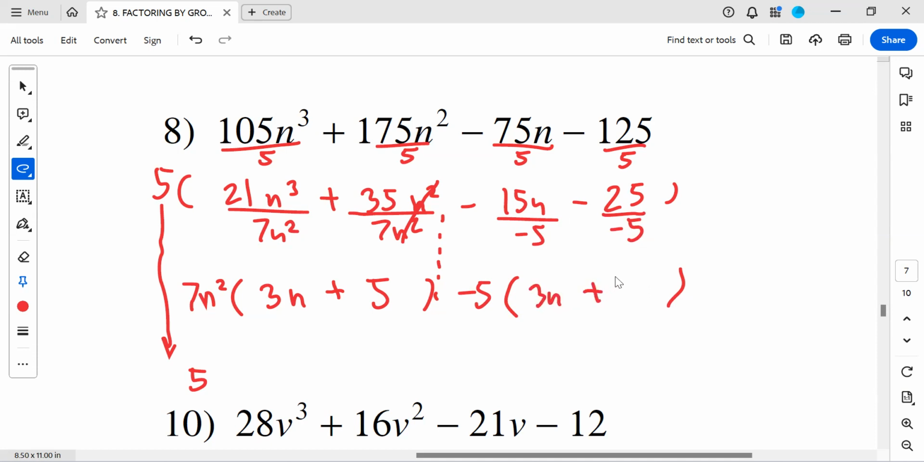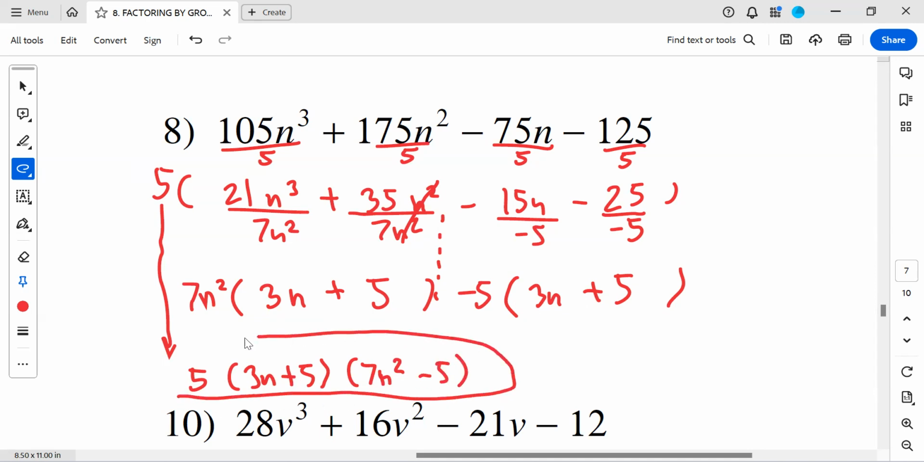3n plus 5. Please note, if I had divided by +5, I would have gotten negatives inside here, and my parentheses wouldn't be the same. But since they are, we know the shortcut. I bring down my 3n plus 5. Notice the 5 that I brought down from earlier. And then I bring down my 2 outsides in my other parentheses. Yeah, and that's it. Factoring by grouping.